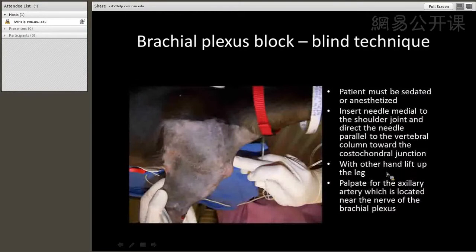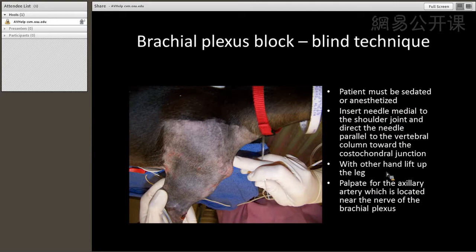So to do the blind technique, you need to have a patient that's either sedated or anesthetized. You can do this in an awake patient, but it's easier if they're under anesthesia. You need to insert your needle medial to the shoulder joint and direct the needle parallel to the vertebral column. The biggest thing that you want to do is lift up on the limb to separate it from the thorax and insert your needle at the point of the shoulder, and just make sure you don't enter into the thorax, which is a known complication of doing this procedure.